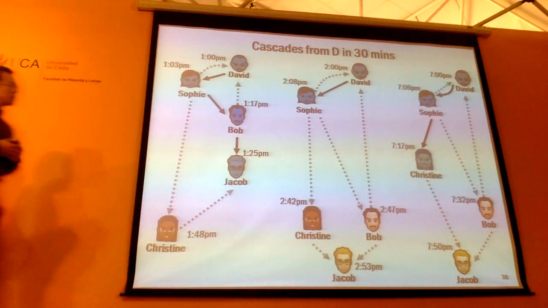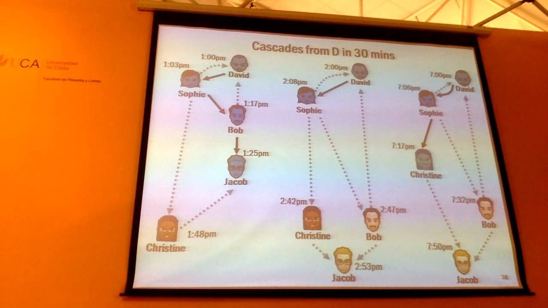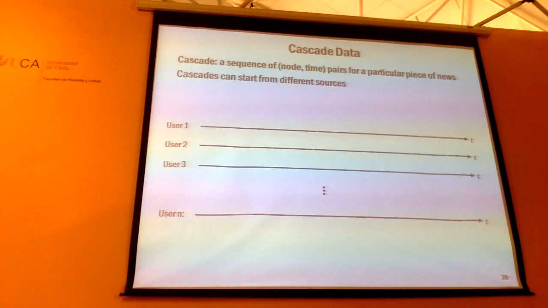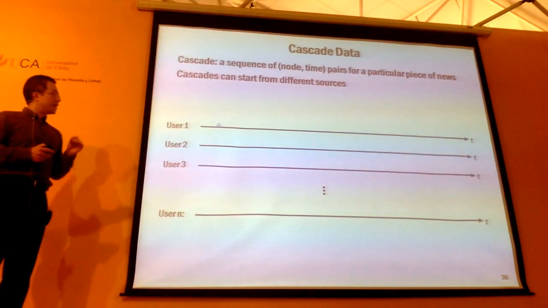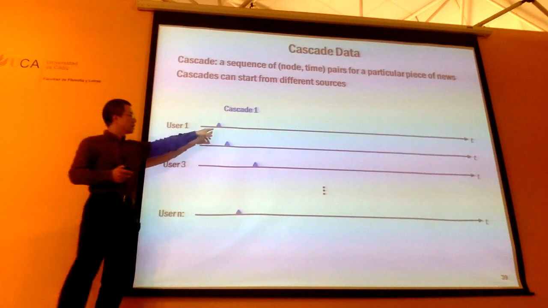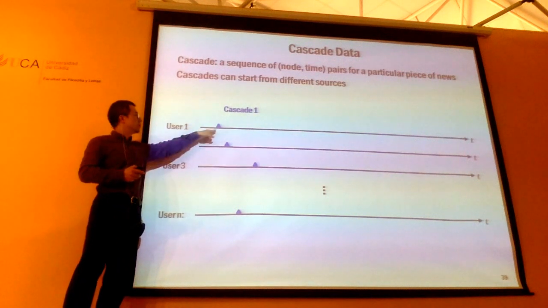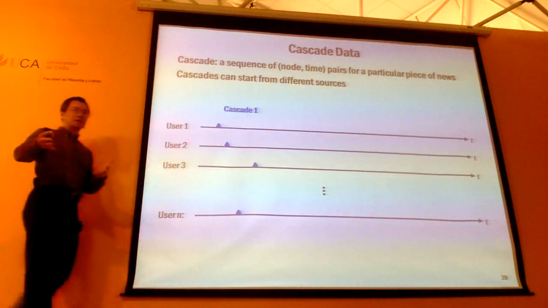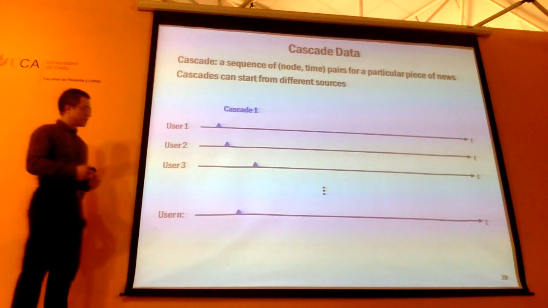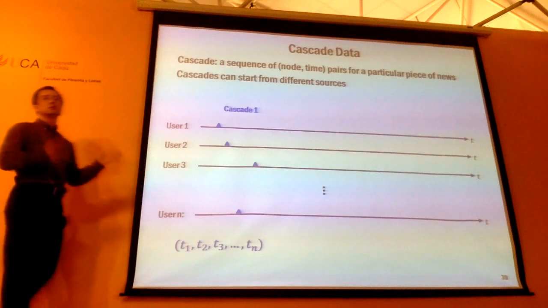Okay. So when people talk about this cascade data, essentially you have a bunch of users, and then one of these users is going to be the information source. For instance, the user with the event which has the smallest time is going to be the source. Then it's going to trigger a cascade, essentially recording this cascade as a collection of time points. Okay?